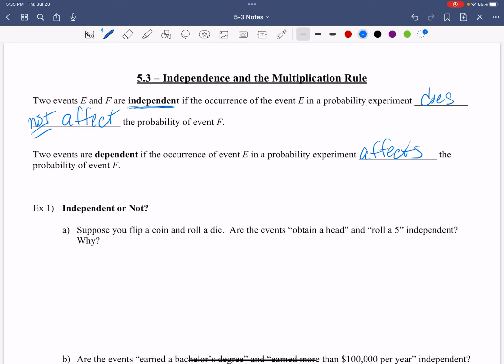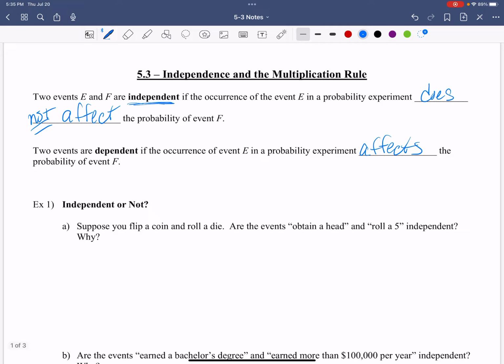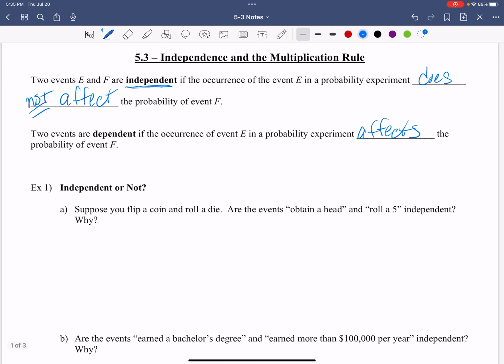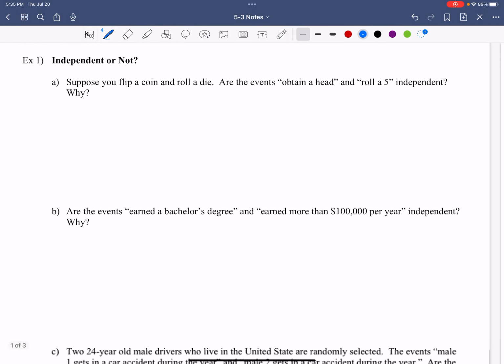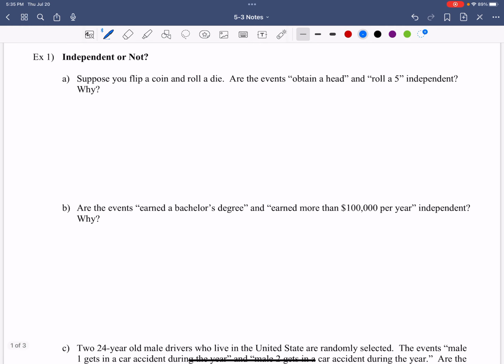Let's look at a couple of examples here. We have to determine, are these independent or not, and then state why. So suppose you flip a coin and roll a die. Are the events obtaining a head and rolling a 5 independent? Does one affect the other? No, they're two separate things. You've got a coin. It doesn't matter what you do on your coin. It has nothing to do with what happens with that die whenever you roll it, right? So, are they independent? Yes. Flipping a coin and rolling a die do not affect each other.